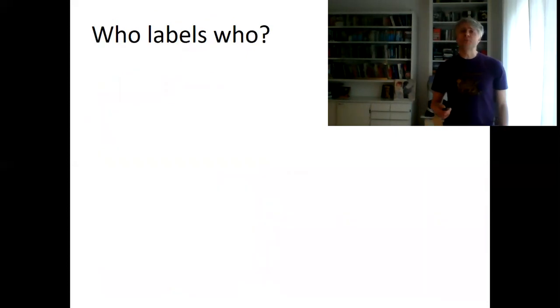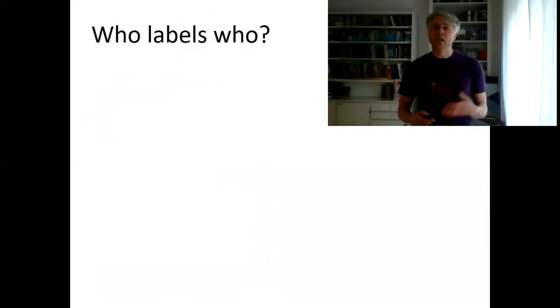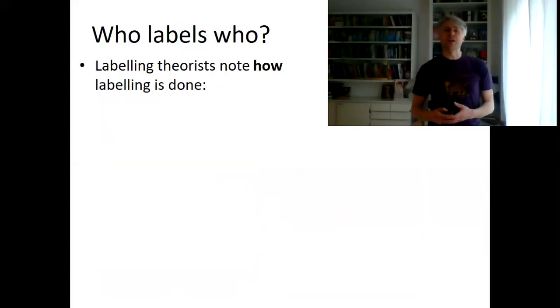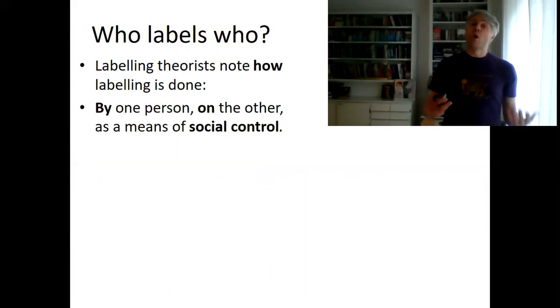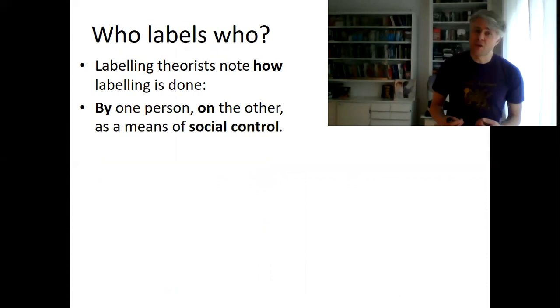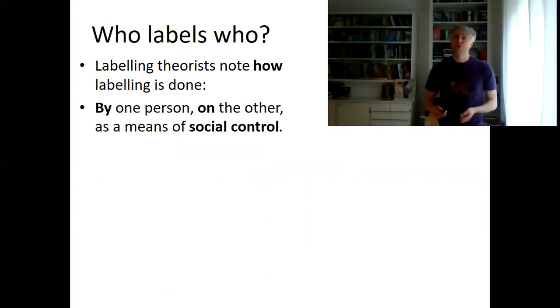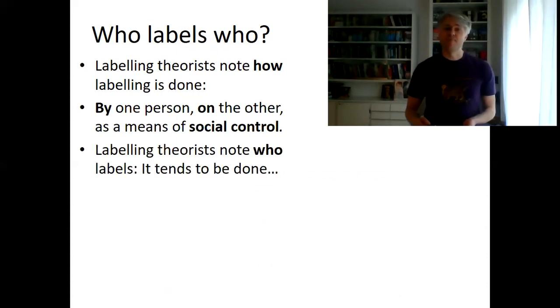The example helps us understand a lot about labelling. Who labels who? How does it work? Labelling theorists note how labelling is done. It's done by one person on another person, and it's a means of social control. It's a means of oppression.